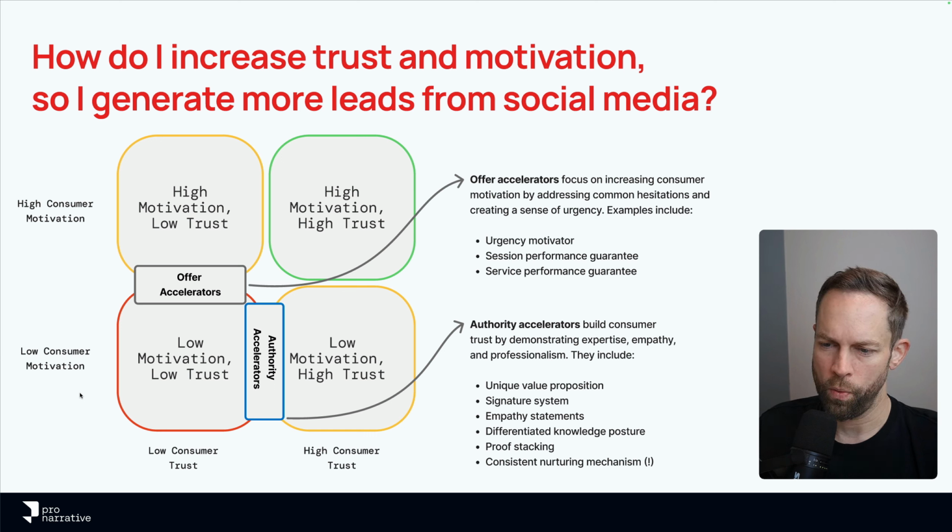And what we can do is place people in a 2x2 matrix based on whether they feel high or low motivation, and high or low trust. Now, before we get to our solution, which is our accelerators here, let's place the two. So a search lead is probably high motivation and low trust at the very start of their journey. They're motivated to solve a problem. They've searched for a solution. They found you. They've read your landing page to the point where they're comfortable enough to inquire with you. So trust is probably low.